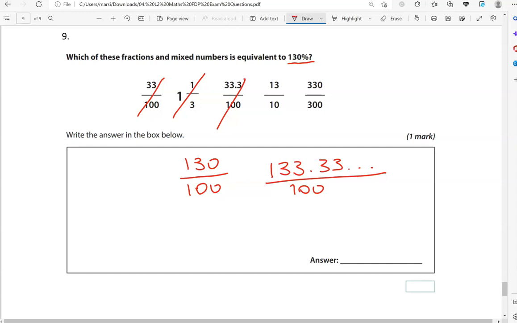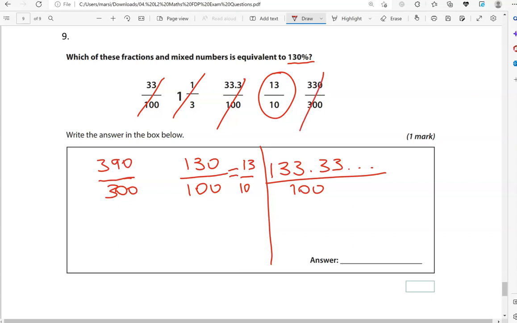13 out of 100. So if I divided 130 by 10, I'd get 13. And if I divided 100 by 10, I'd get 10. So these two are equivalent to each other. And 330 out of 300, let's have a look. If I multiplied 100 by 3, I'd get 300. And if I multiplied 130 by 3, I'm going to get 390, which isn't 330. So the only correct option is 13/10.